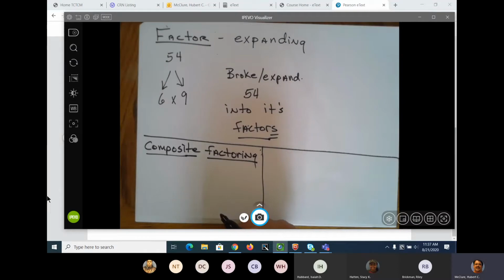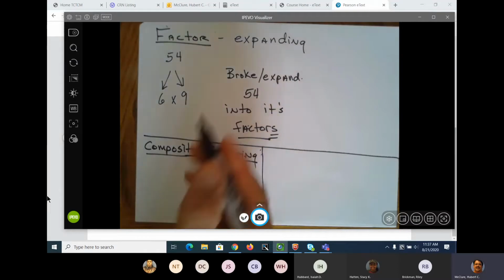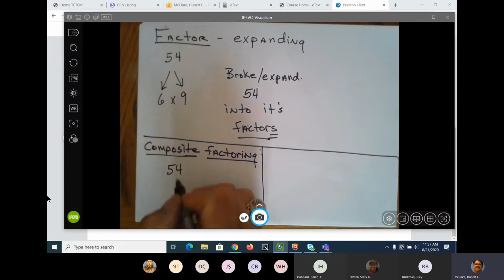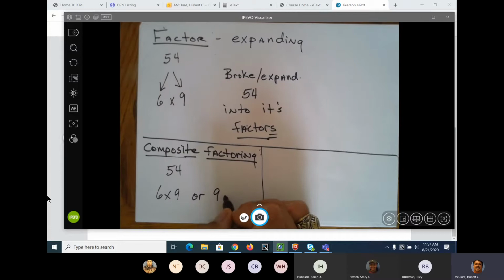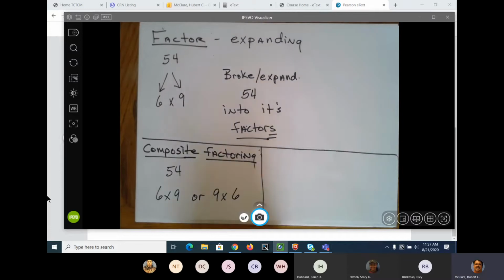Multiplication tables. So you can break 54 into 6 times 9. Or 9 times what? Or you might be the guy that sits in the corner and goes, well, actually 54 is 2 times 27. Or 27 times 2. Okay, y'all get what I'm saying? So that's called composite factoring.